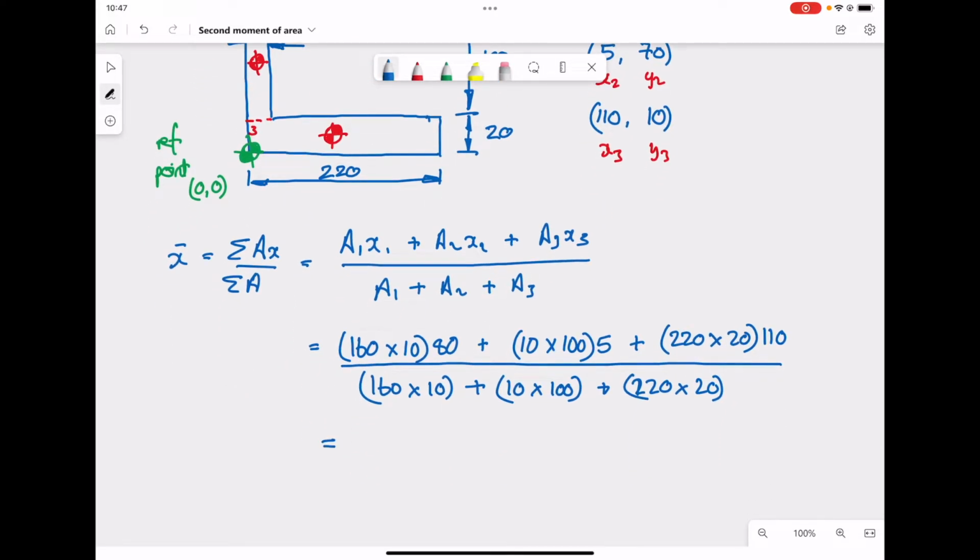Working that through, 617,000 divided by 7,000, and that gives you an X bar value of 88.1 millimeters.